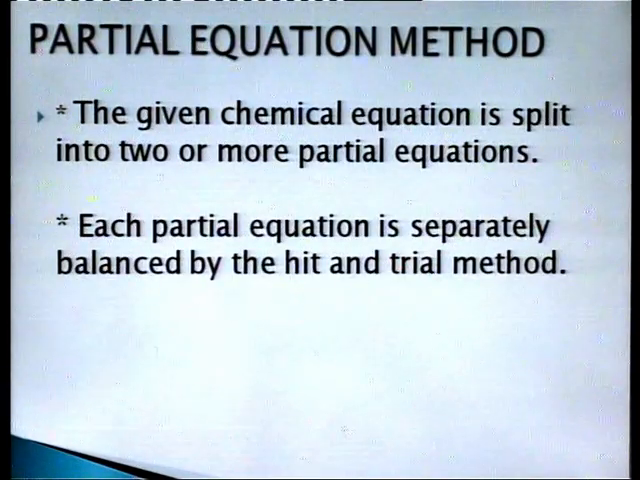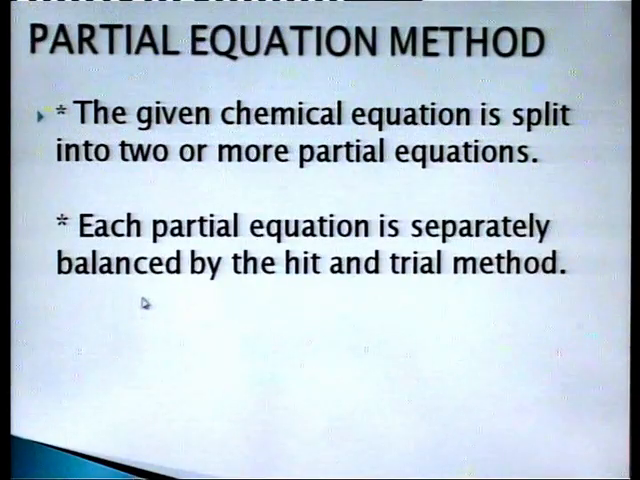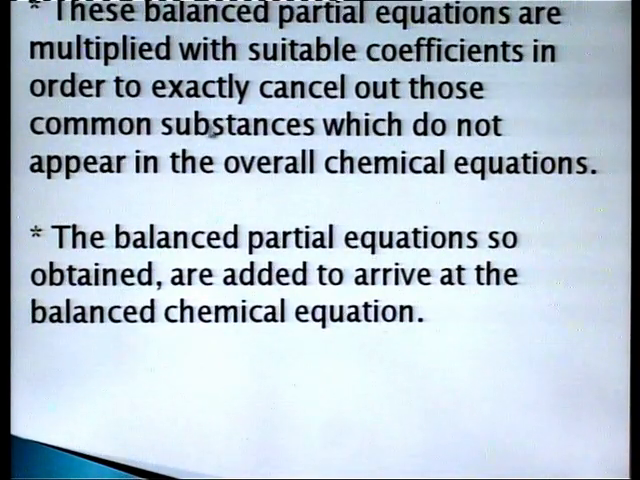Let us recapitulate again. In the first step, change the complicated equation into simple equations called partial equations. In the second step, each partial equation is balanced by hit and trial method, means the simple equations formed are balanced by using the simple hit and trial method. In the next step, intermediates formed are cancelled with each other, and finally various partial equations which are being balanced are added up to get the balanced chemical equation.